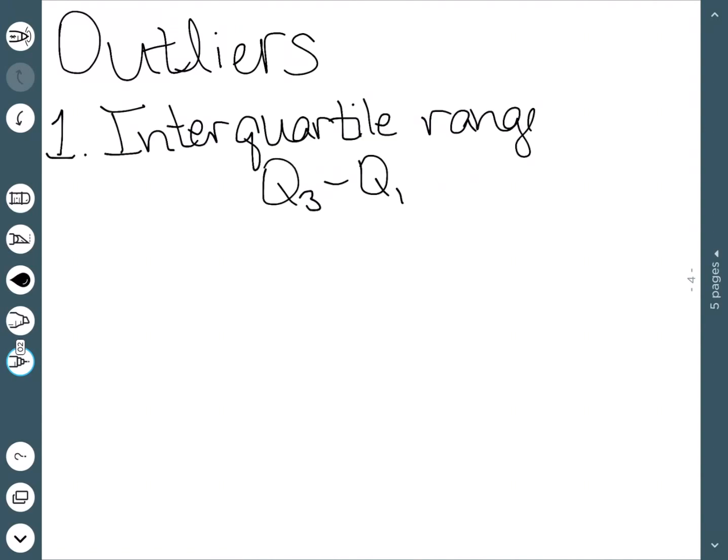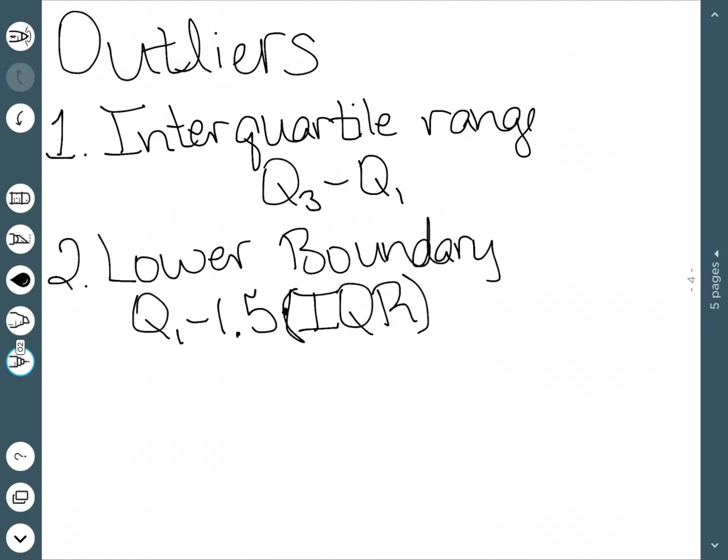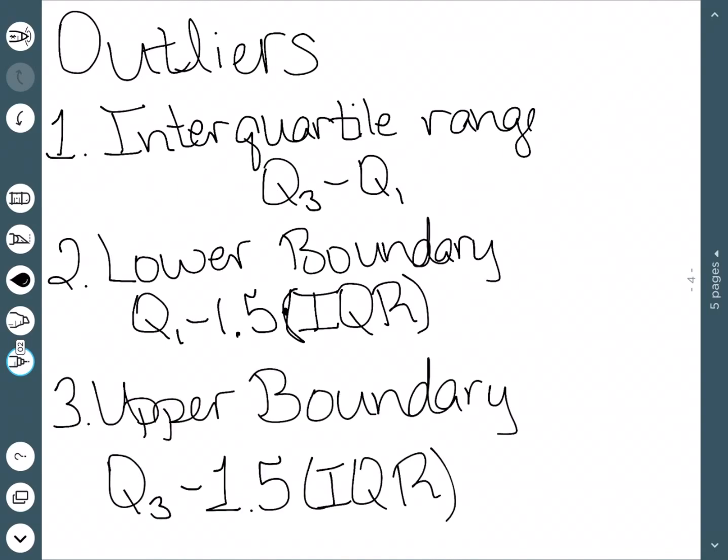First, we're going to find our interquartile range, which is Q3 minus Q1. Our third and first quartile, we're just going to subtract them. The lower boundary for our outliers is going to be our first quartile, Q1, minus 1.5 times this interquartile range. So once we find that, we'll multiply it by 1.5 and subtract it from Q1. Any numbers smaller than this are going to be outliers.